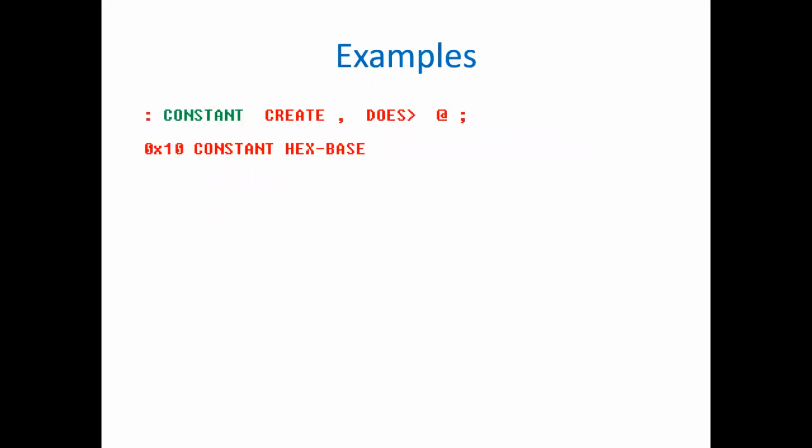Let's see some examples. We'll define the word constant using Create Does. So Create creates the word name, and comma puts the parameter of the constant into memory. Does simply fetches that value back. And we see down the next line is the hex 10, which we define as hex base. So every time hex base executes, the address of the parameter goes on the stack and the fetch fetches it.